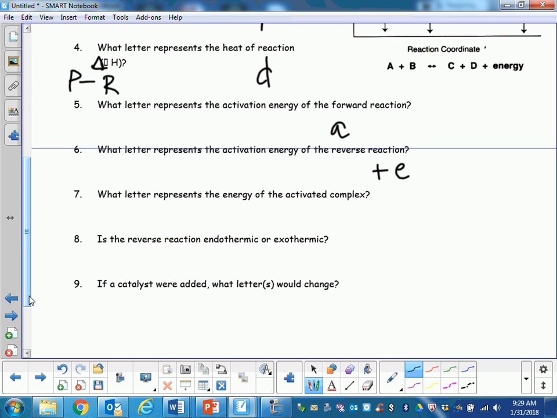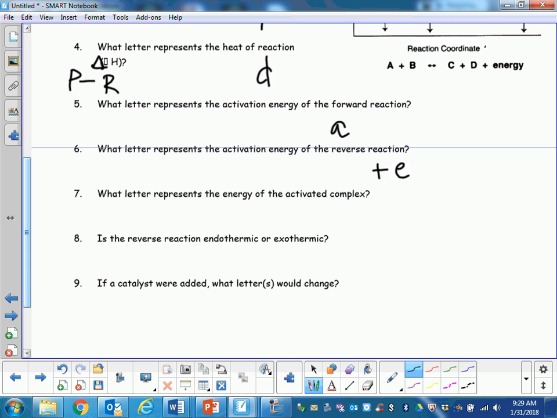What represents the energy of the activated complex? Okay, I can't see it anymore. Maybe you guys can give me the answer. Is the reverse endo or exo? The reverse is endo. If a catalyst were added, what letter would change? The activation energy would change, right? And you know how to draw the effect of a catalyst, right?